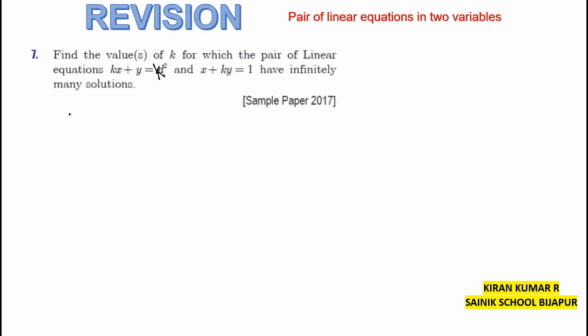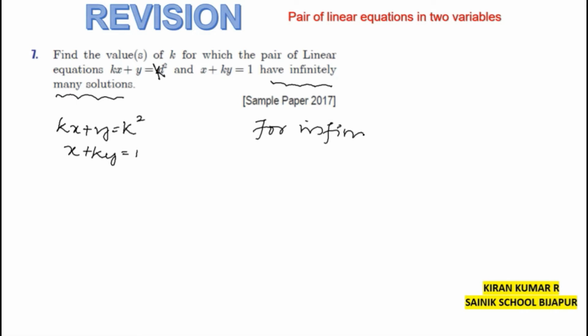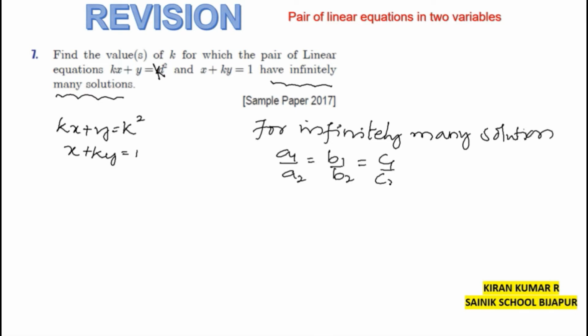We have got two equations. The first equation is kx plus y is equal to k square, and the second equation is x plus ky equal to 1. They have given that these two equations have infinitely many solutions. For infinitely many solutions, we have the condition a1 upon a2 equal to b1 upon b2, which is equal to c1 upon c2.